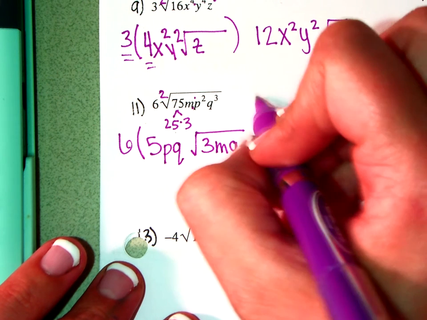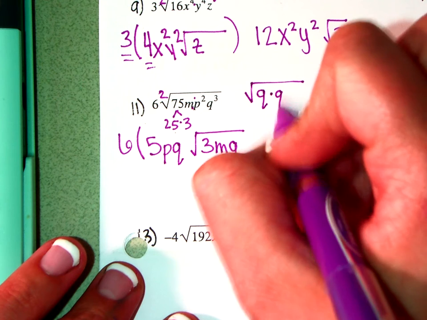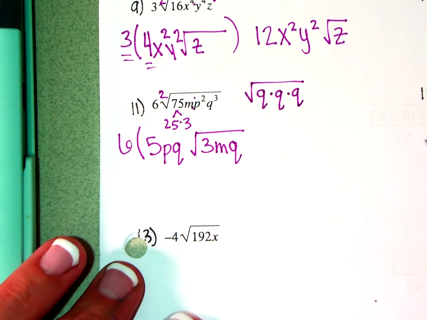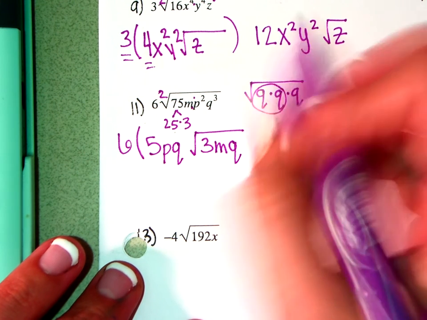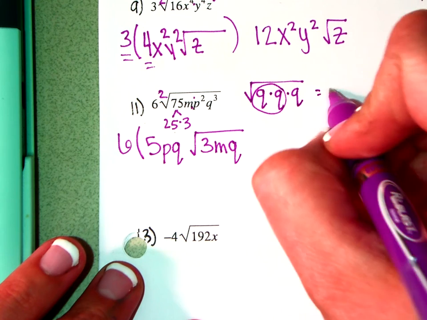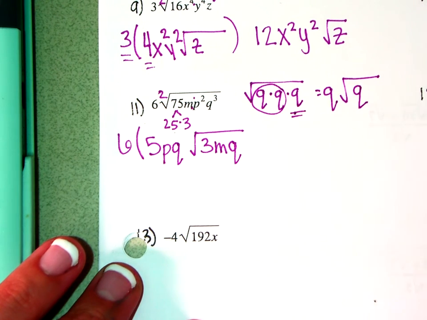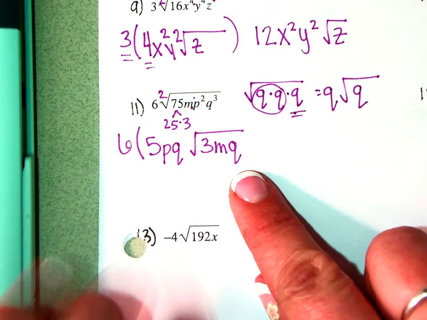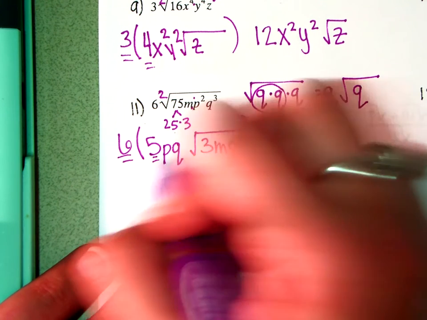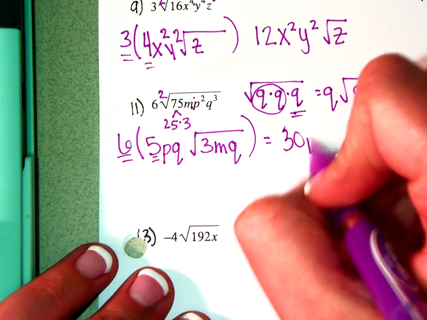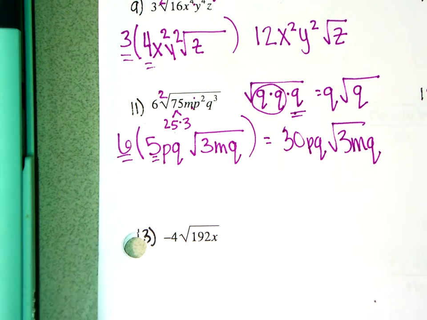So if you don't see that, you can always do this. You can break it down into Q times Q times Q. When you square root, you're looking for doubles. So when I pull out the double of Q, I would be left with Q. And then this Q stays inside, which is exactly what happened here. Next, I'm going to multiply. 5 times 6 gives me 30 PQ, square root of 3MQ.